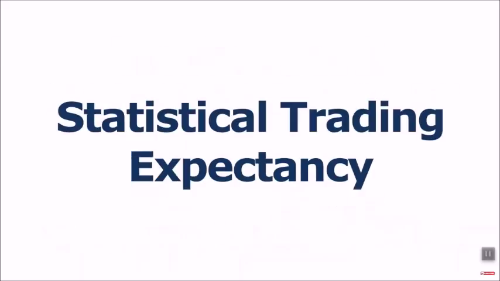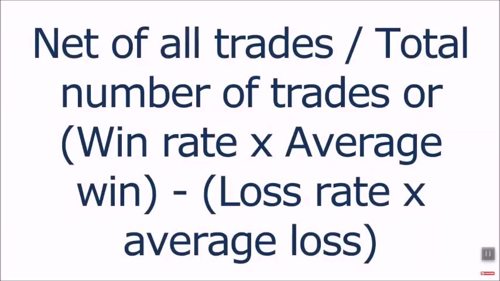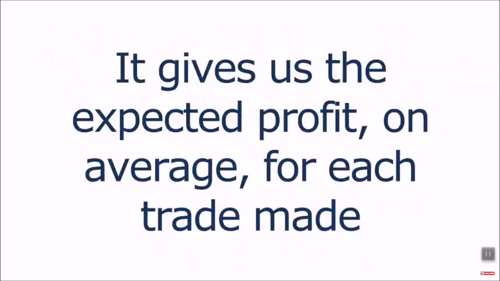And another important performance metric that makes use of the win rate, loss rate, average gain, and average loss is statistical trading expectancy. And this metric is calculated as follows. Now this metric is also known as the average profitability per trade because it gives us the expected profit on average for each trade made. And here is the expectancy for the 3 trade plans above.